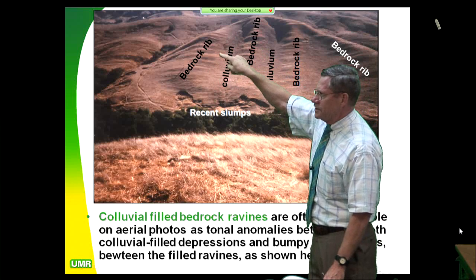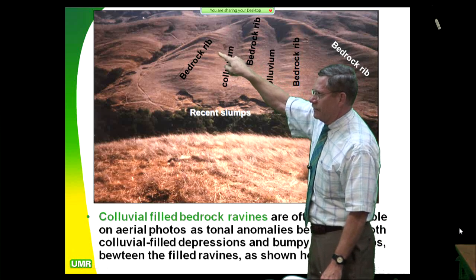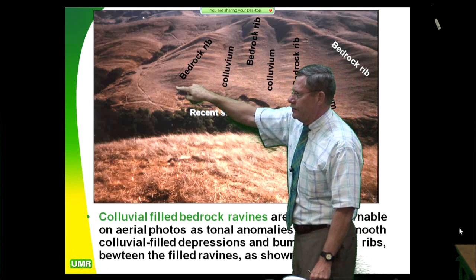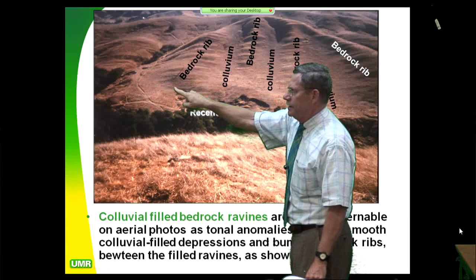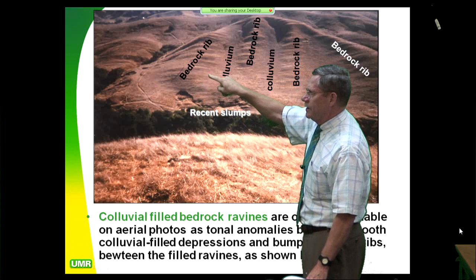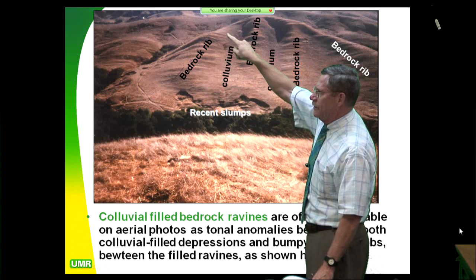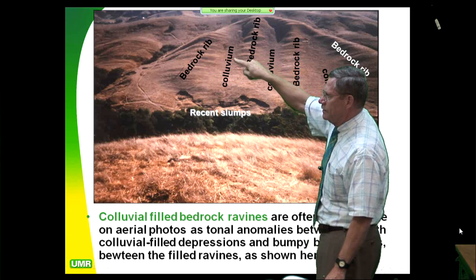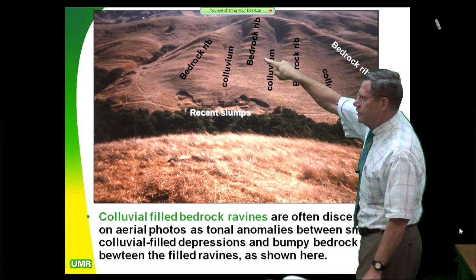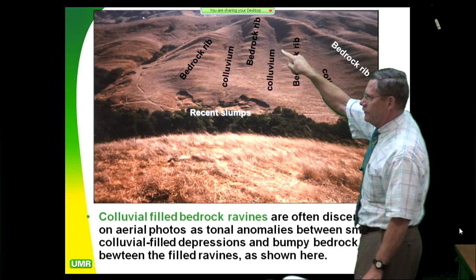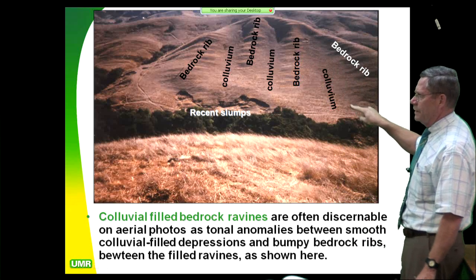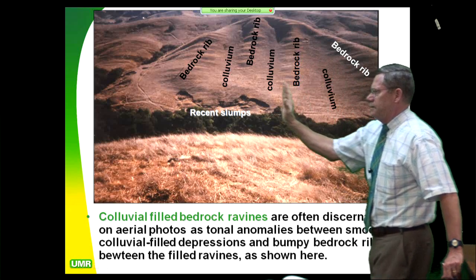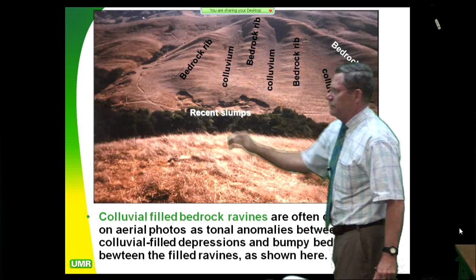Look at the demarcation right there. So I've got bedrock rib, here's the colluvium line. This is all colluvium. There's the colluvium line coming up like this, goes all the way up here, comes around, bedrock rib, colluvium, bedrock rib, colluvium. So you see here about every 100 meters, you've got a colluvial-filled ravine.